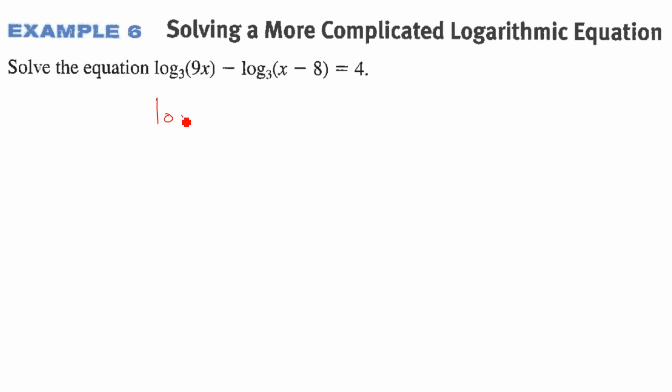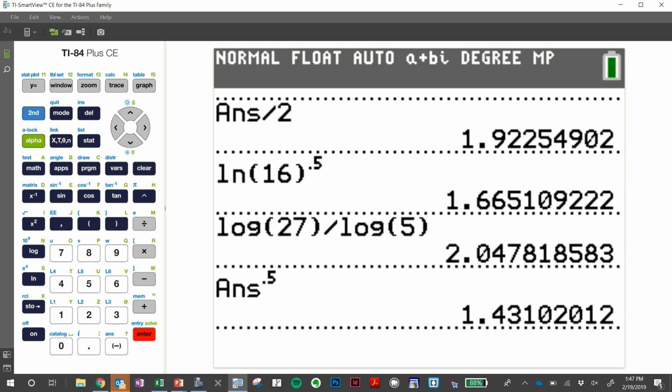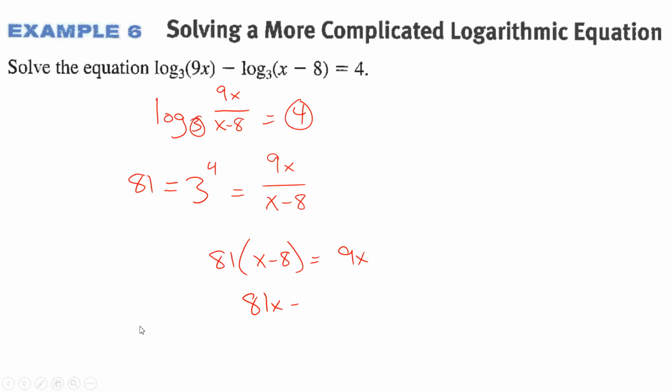All right, let's try it again when we don't have logs on one side. So let's put these together. Log base 3 of, this would be 9x over x minus 8 equals 4. Let's go ahead and rewrite this. This is 3, that's your base. Power is 4, 3 to the 4th equals 9x over x minus 8. 3 to the 4th is 81. So we're going to have 81, let's times both sides by the x minus 8. Get 9x. So we'll have 81x minus 81 times 8. What do we got here? 648, is that right? 648, there we go.